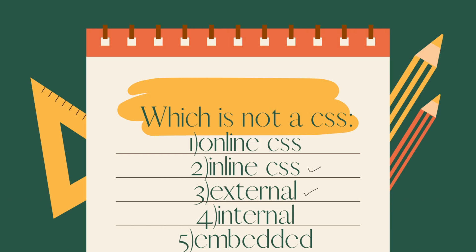External is there, internal is there. And what about this embedded CSS? We are aware that embedded CSS is also there. It is the one when you place your CSS into any HTML code using the style element. So that is what we call embedded CSS. We have all these CSS, but there is no such thing as online CSS. So that is the one you have to choose as the odd one here. Which of the following is not a CSS? It is online CSS. I hope you all have answered it correctly.